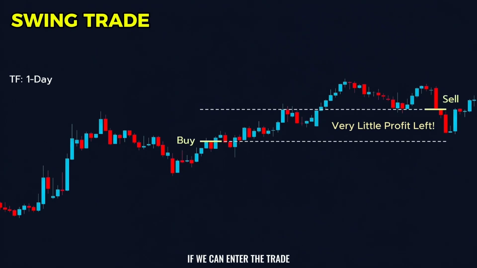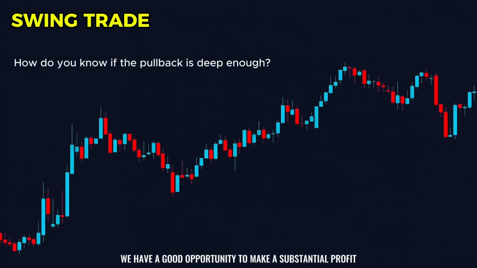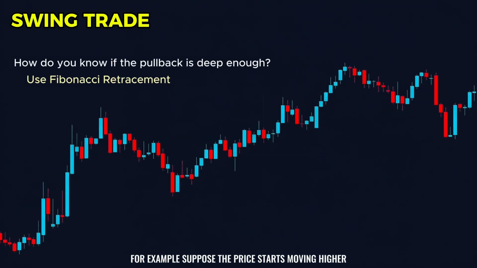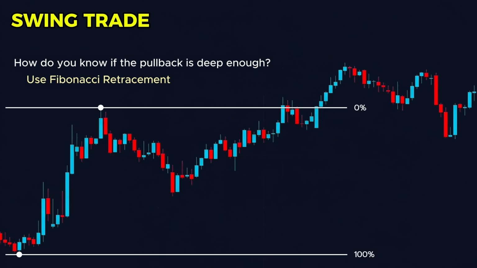If we can enter the trade near the beginning of the trend or during the pullback, we have a good opportunity to make a substantial profit. For example, suppose the price starts moving higher from this point. We can enter a buy trade here. After that, we simply follow the trend as the price continues to rise. Eventually, when the price loses momentum at this point, we exit the trade. This is the profit we can make.